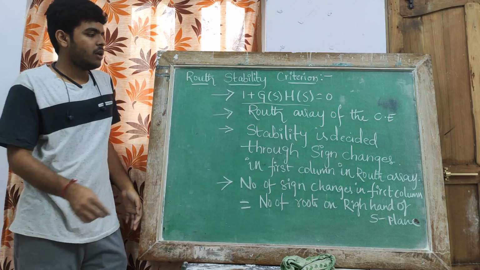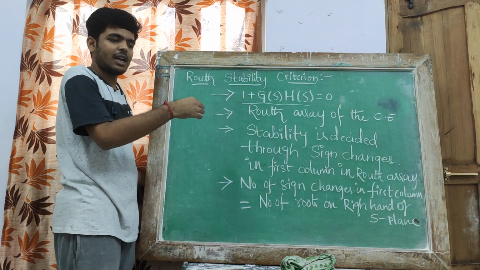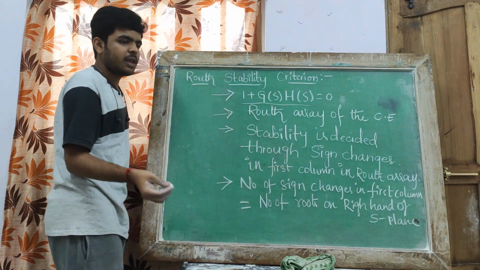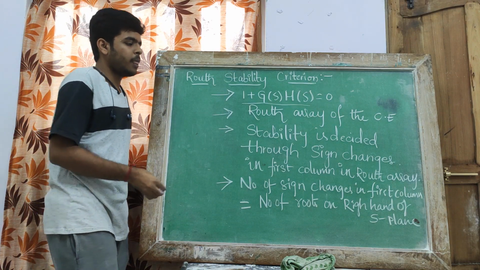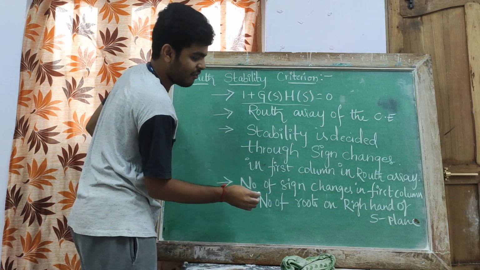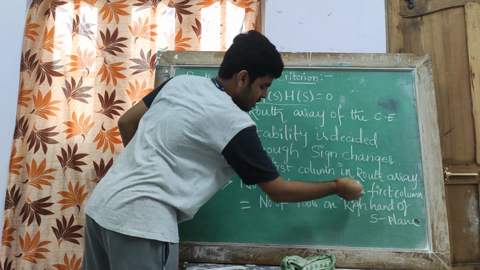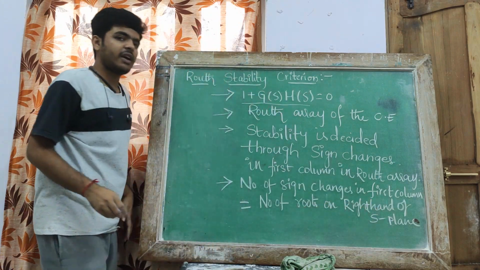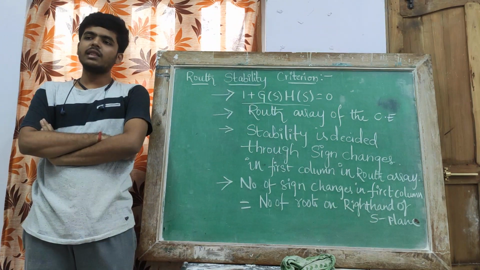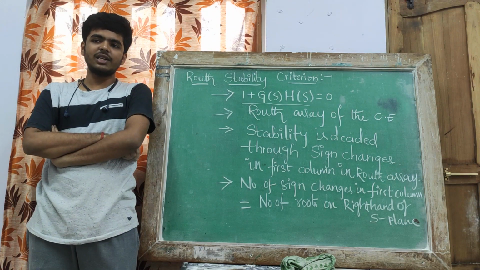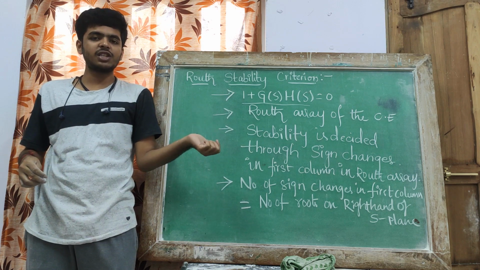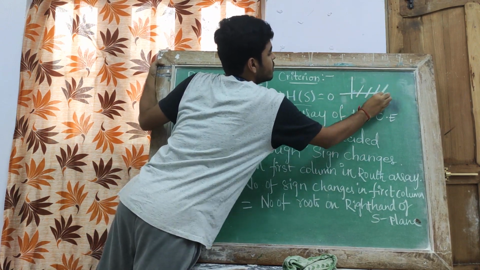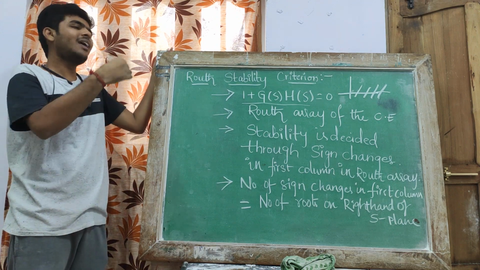After finding the Routh array, if in the first column of the Routh array any sign change occurs, then the particular system is unstable. Because the number of sign changes in the first column is equal to the number of roots in the right half of the S plane. These sign changes are the roots of the characteristic equation which are lying in the right half of the S plane. So automatically it's an unstable system.